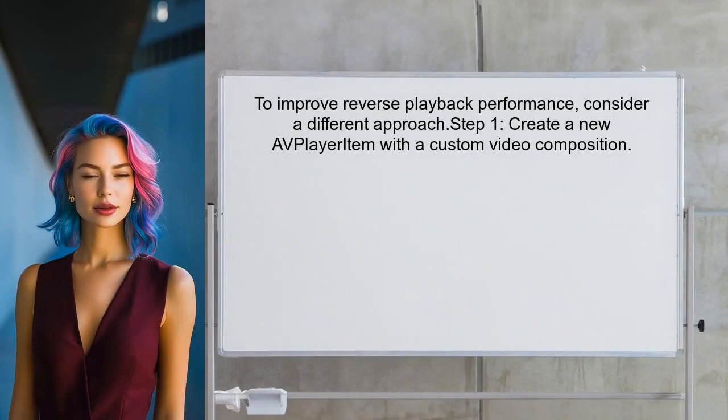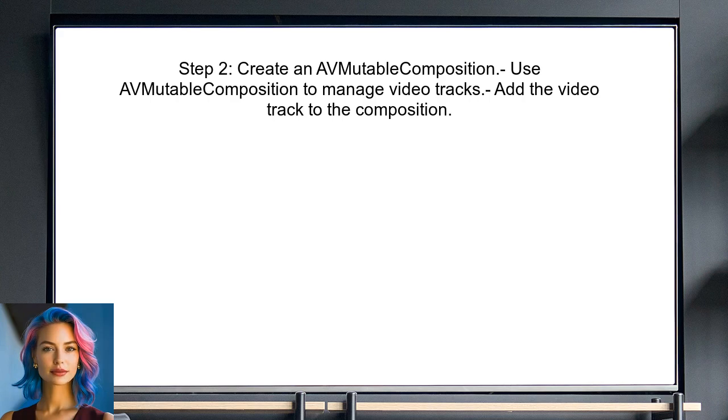To improve the reverse playback performance, the user should consider using a different approach instead of simply setting the rate to -1. First, let's create a new AVPlayerItem with a custom video composition. Next, the user can create an AVMutableComposition. This allows for more control over the video playback.